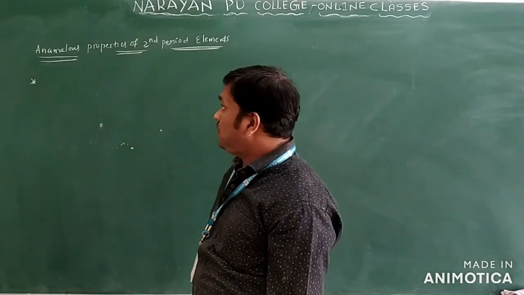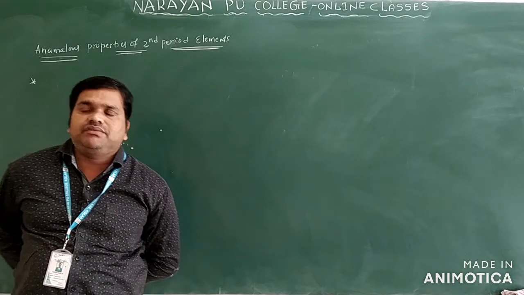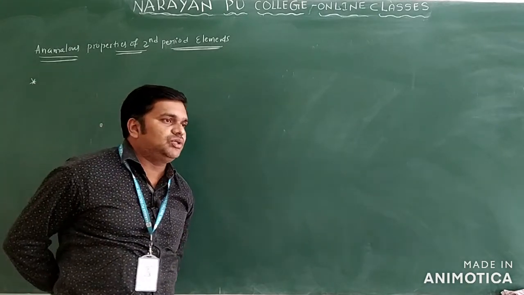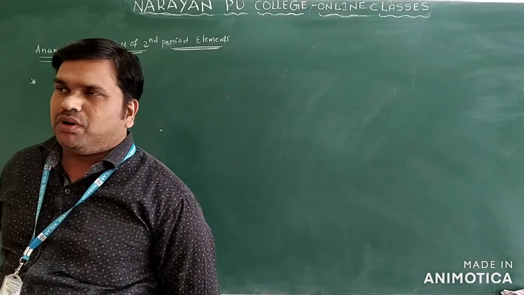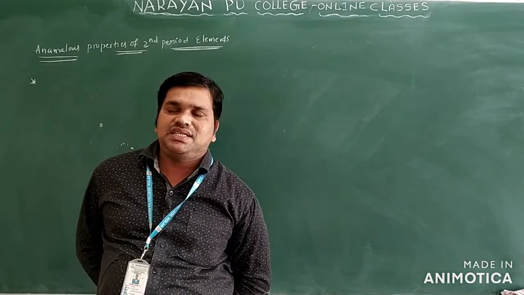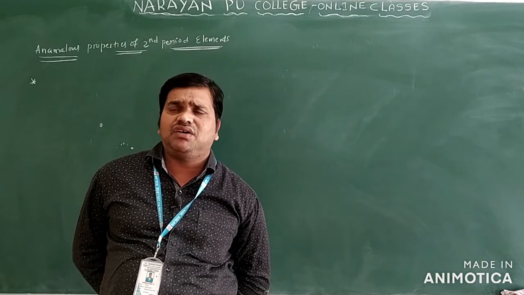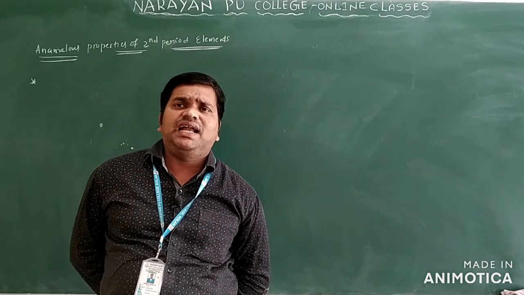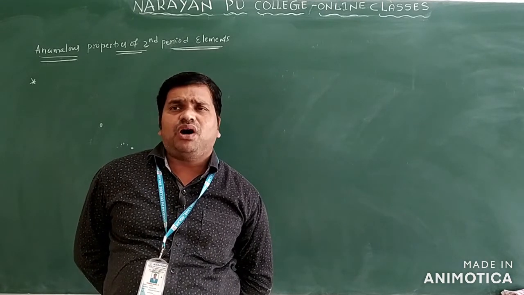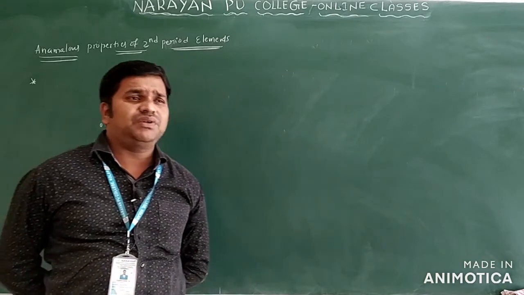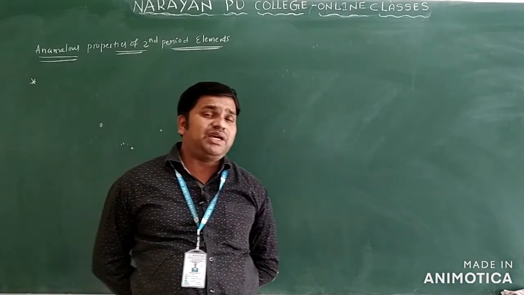Next we will see the anomalous properties of the second period elements only. So what elements are in the second period? We have lithium, beryllium, boron, carbon, nitrogen, oxygen, fluorine and neon only. These elements show some properties that differ from one element to another. Why does it happen? The first element in S and P block groups, except noble gases, shows different properties only. If you take lithium and beryllium, they can form covalent compounds.